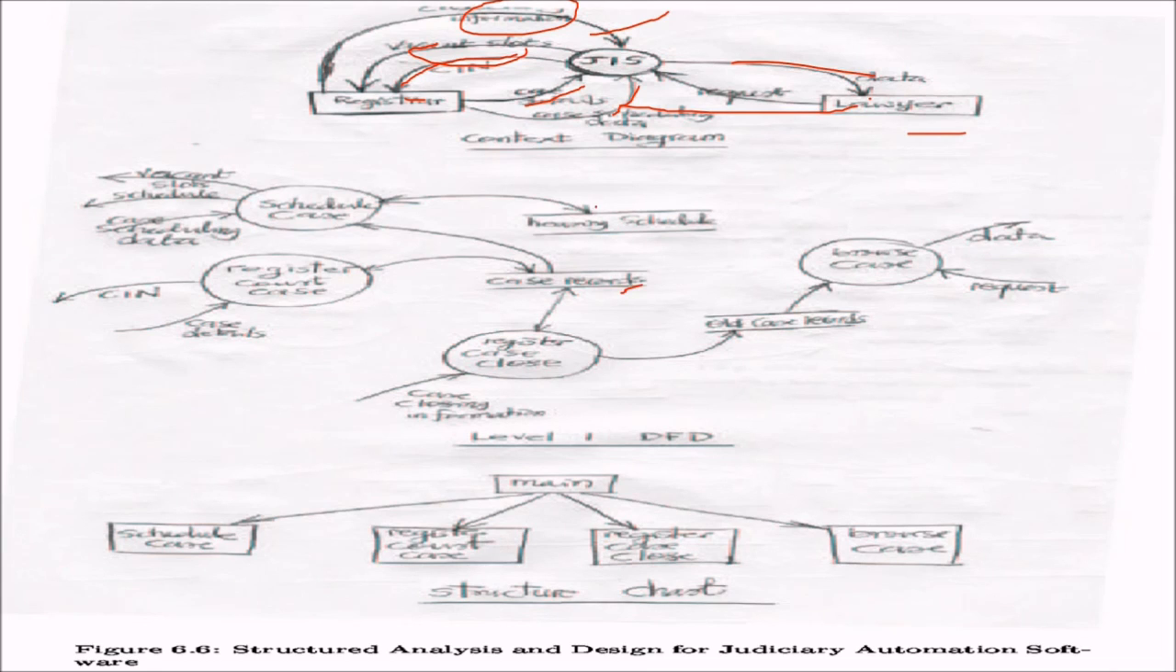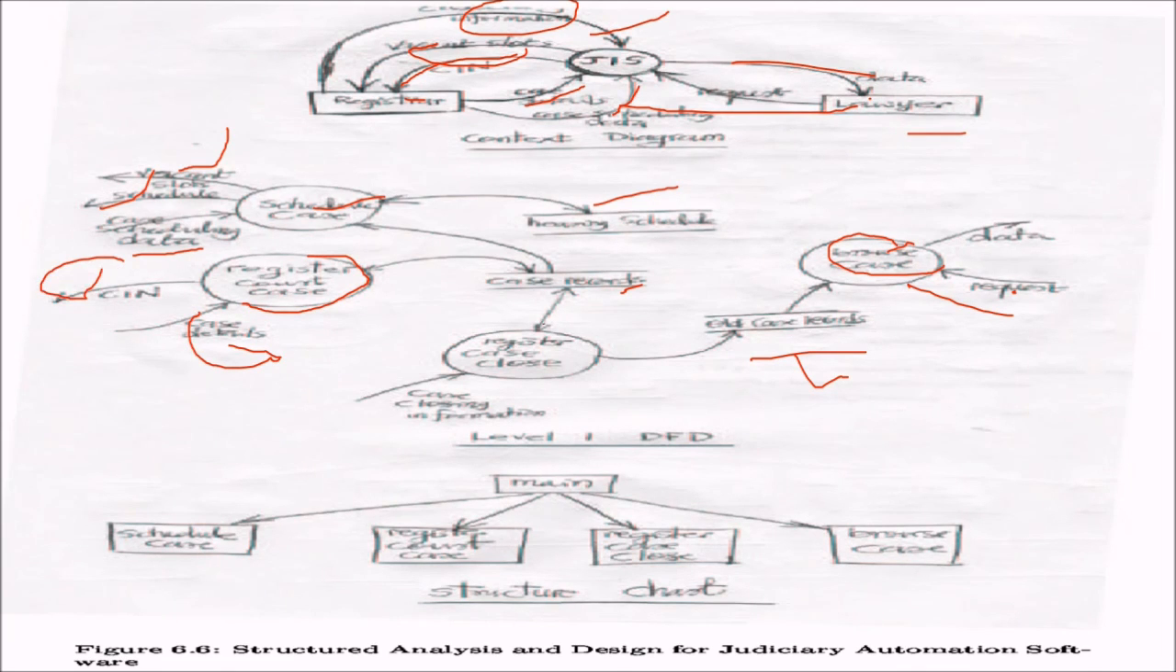We have the case here, the schedule, and the various case data requests. That is, you can browse the case. Old case records are here. So browsing the case can get the data upon some request. In the schedule case, upon the case scheduling data, we can get the vacant slots in the schedule. The registrar court case, with respect to some case request, he can get the CIN of that case. And the register closing, that is, it can get the closing information.